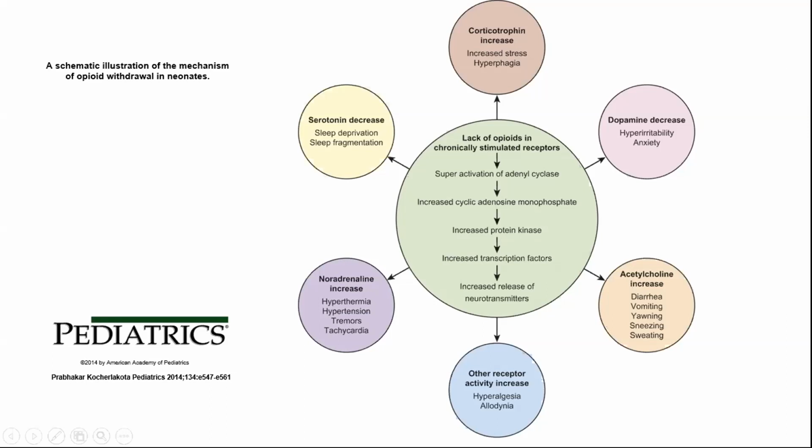Then down we have the other receptor activity, the hyperalgesia, and I can't see what's underneath that, but you guys maybe can. And then to the right, the noradrenaline increase, that's when you get temperature instability, hypertension, tremors, tachycardia. Again, if they're eating and sleeping, that might not count against them, but if you see that happening, you know there's a problem. And then serotonin decrease at the upper corner there is when they can't sleep well.